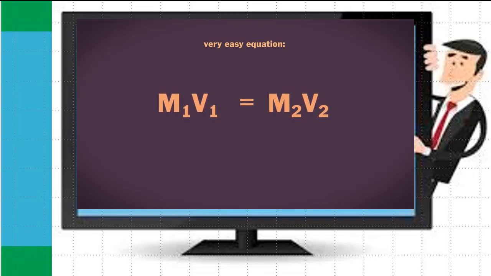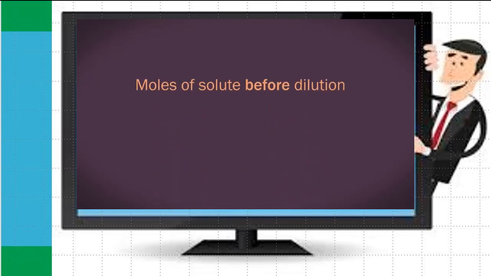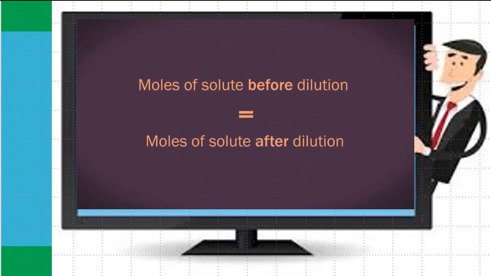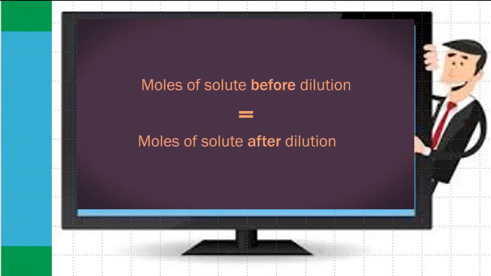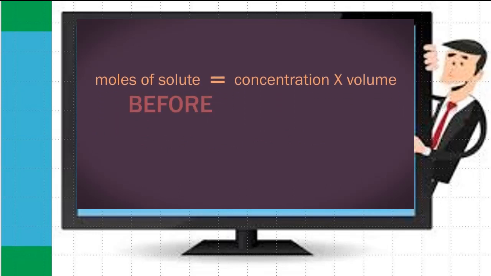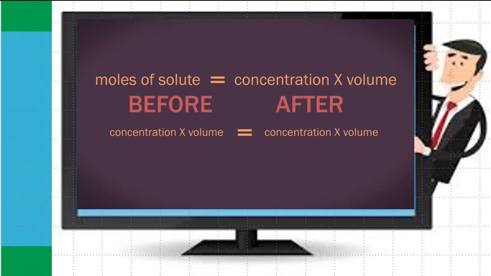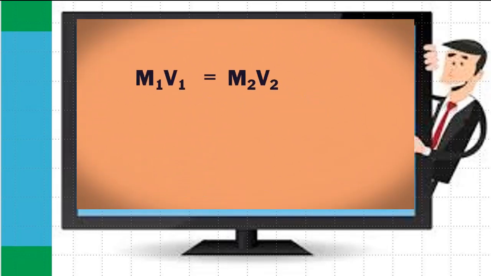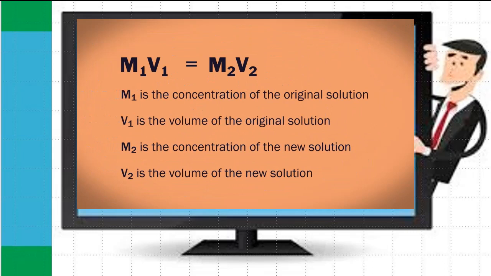Because the moles of the solute stays the same before and after diluting, we can say that moles of solute before dilution equals moles of solute after dilution. And then you should already know that moles of solute equals concentration times volume. We can substitute this in, and we get the concentration multiplied by volume before is equal to the concentration multiplied by volume after, which is what this equation is telling us. M1 V1 equals M2 V2. Could it be any simpler?